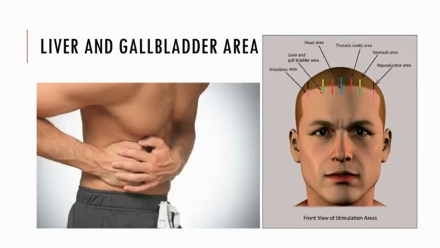Liver and gallbladder area or line descends onto the forehead for 2 centimeters along the mid-pupillary line. This area is used for treating costal pain and rib pain due to hepatitis, gallstones, and shingles.